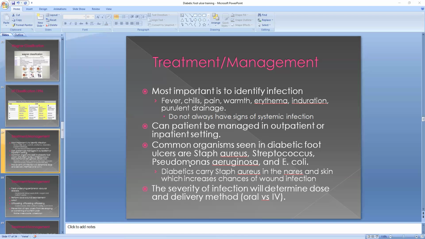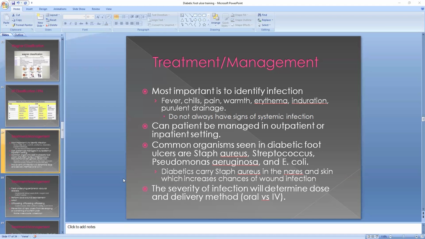And then understanding what kind of organisms we typically see in a diabetic foot ulcer. This can be Staph aureus, Streptococcus, Pseudomonas, and E. coli. And you'd be surprised, E. coli is in a lot of these wounds, as well as Pseudomonas. I mean, they're all common. It's so challenging. They even carry the staph in their nares and on their skin, and it's just an opportunity waiting to happen for these folks. Any break in the skin, any opportunity, and it can turn.